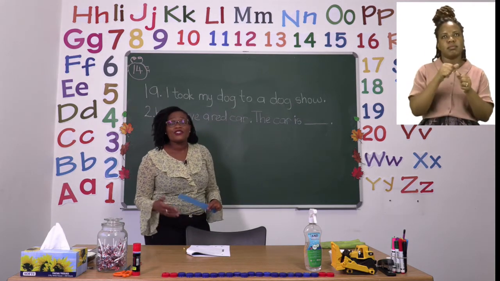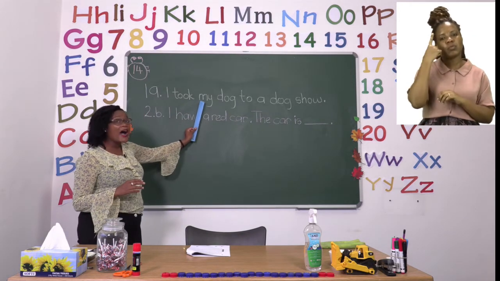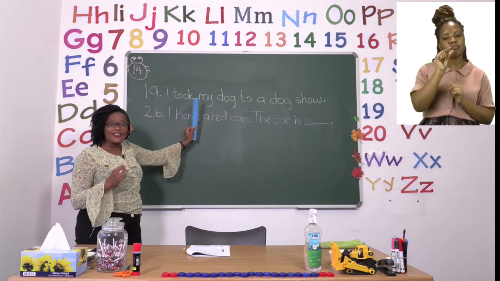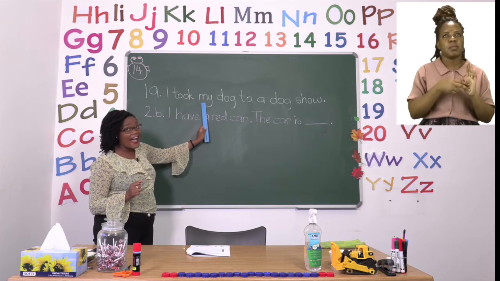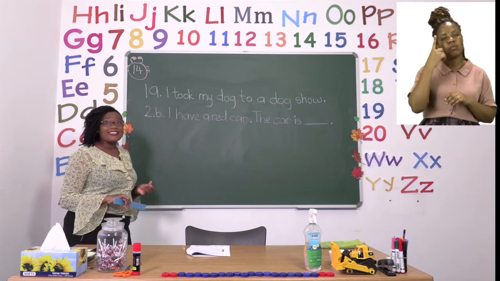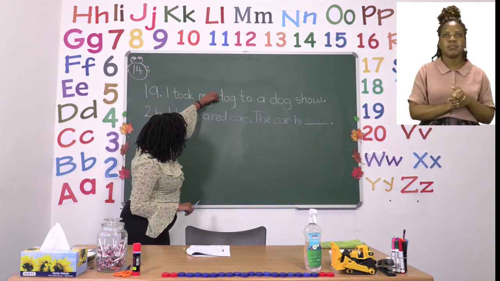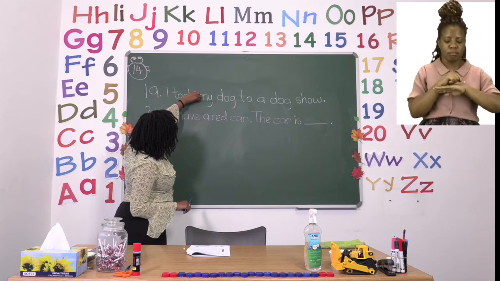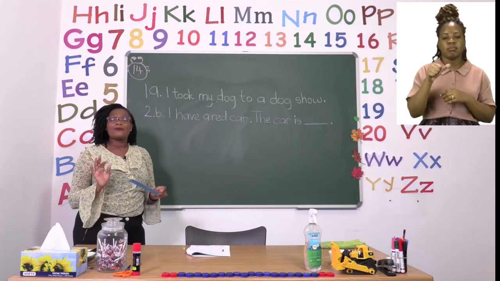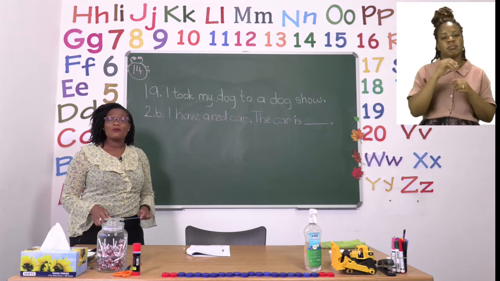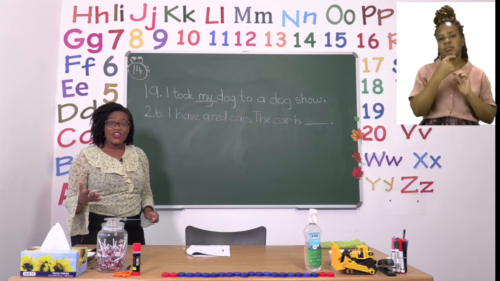Remember, we're looking for a word that shows ownership. And in this case, the word that shows ownership is my. So we are showing that the dog belongs to this person with the word my. Now it says that we need to underline the possessive pronoun. So I'd like you to take your pencil or your color and underline the word my. Now for the rest of them, please remember a possessive pronoun shows ownership. So we are looking for words like my, his, her, their.